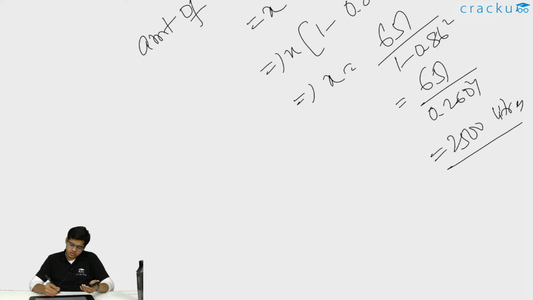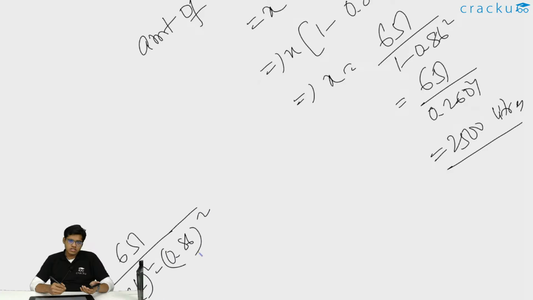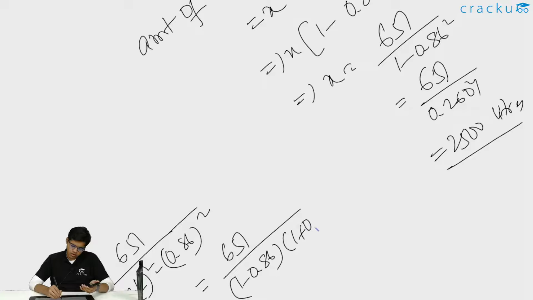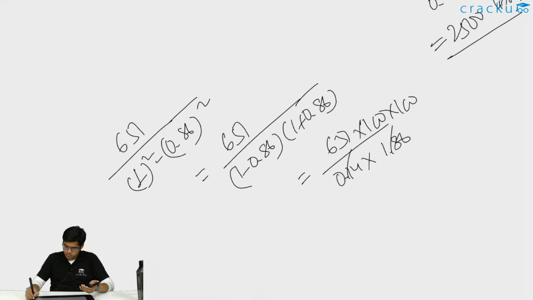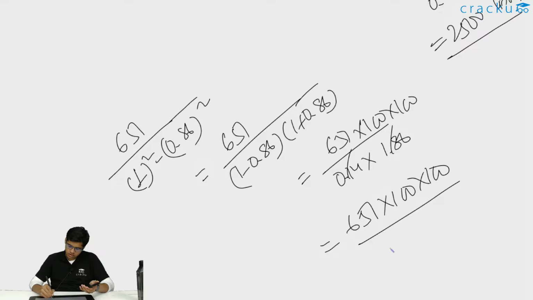So what you can do is, for 651, you can see 1 square minus 0.86 square. This is a square minus b square, right? So it is 651 divided by (1 minus 0.86) into (1 plus 0.86), which is 651 divided by 0.14 into 1.86. Now I can multiply by 100 and remove the decimals. So it is 651 into 100 into 100 divided by 14 into 186.